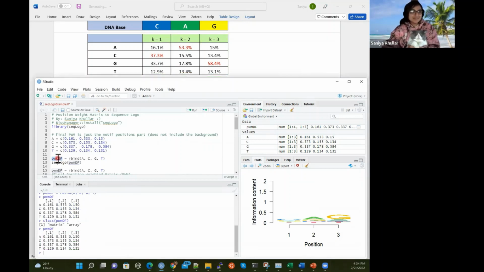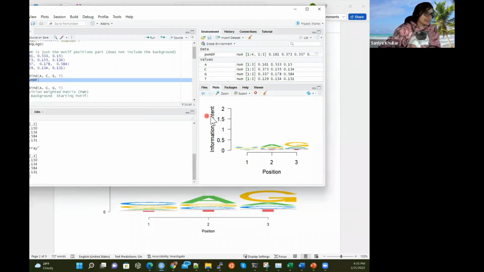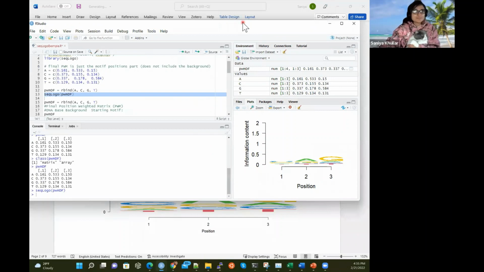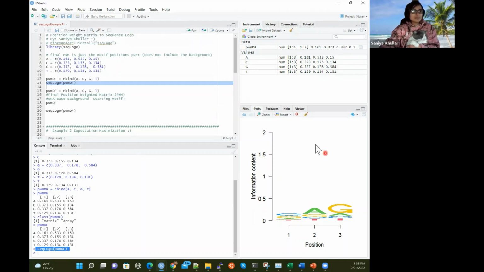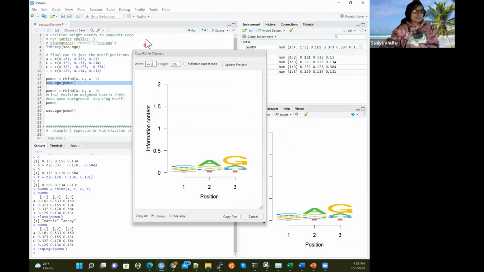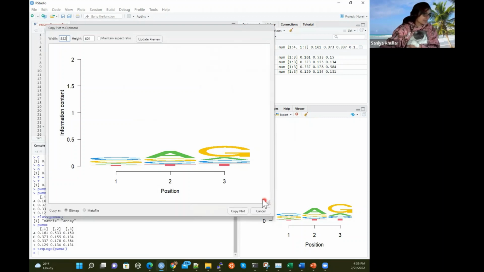Anyways, so we have this PWM and we're going to put it through this here. And now we have this matrix, and it looked like I had made a tiny mistake before, but it's all good because we're doing this together. So then when you put this in seqLogo, PWMDF, we are going to get the sequence logo that we use. I'm going to just copy it. I can save this image too. I can stretch it out a bit as needed, but you need for them to sum up to 1.